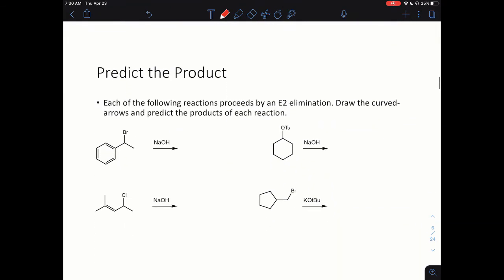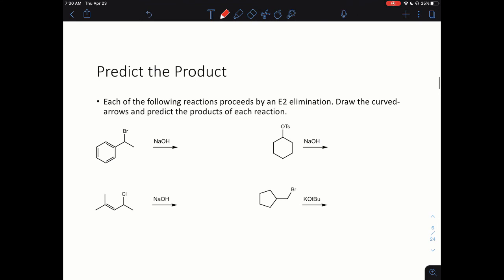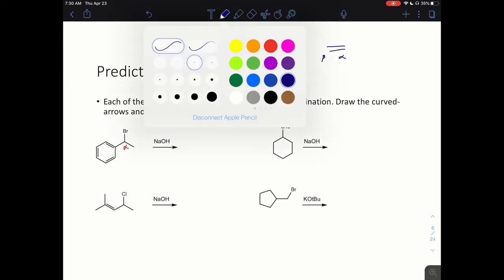So let's predict the products that we would observe for each reaction here. Each of these reactions proceeds by an E2 elimination. So go ahead, draw the curved arrows and predict the products. Please pause and do this. Now, a place to start is to identify the alpha carbon and identify the beta hydrogens, because we know that the E2 pattern is elimination of a beta hydrogen and that alpha carbon to generate an alkene between the alpha and beta carbons. So you first just want to identify the alpha and beta carbons.